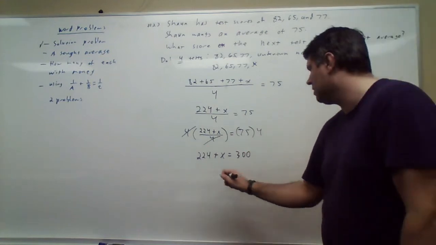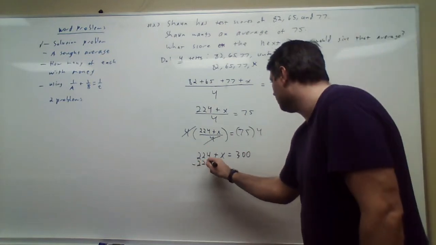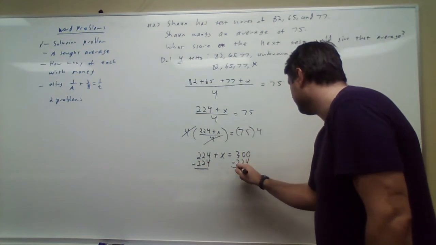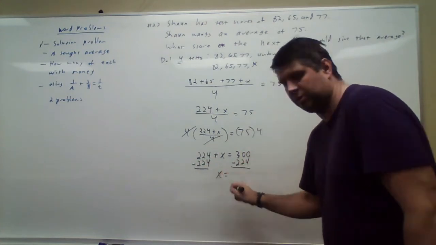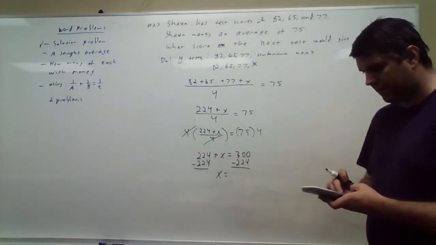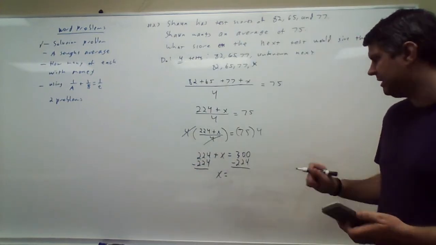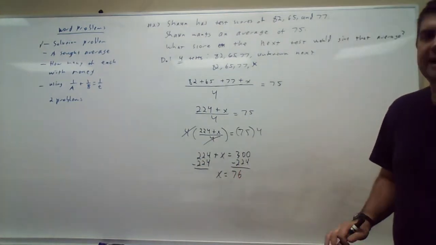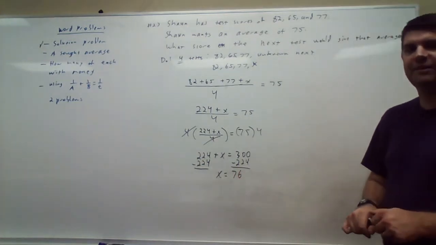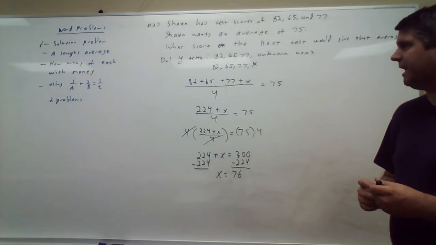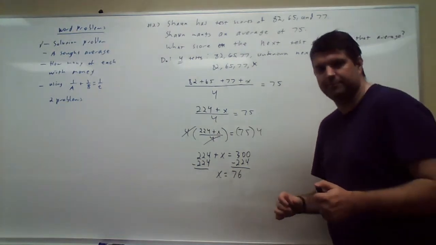Okay? Subtract the 224. And X equals 300 minus 224, 76. So Sean needs to get a 76 on the next test to have an average of 75. All right, I'm going to pause this and set up the next problem.